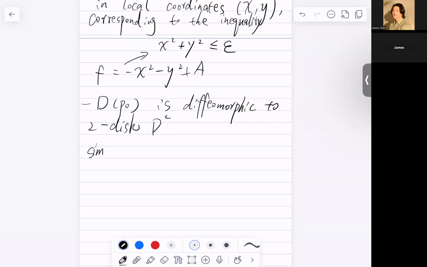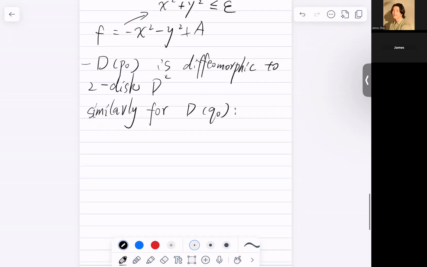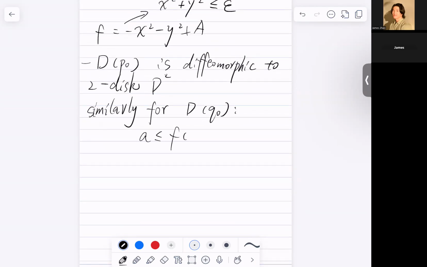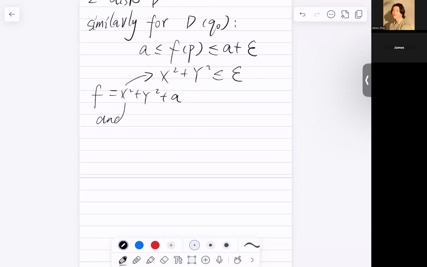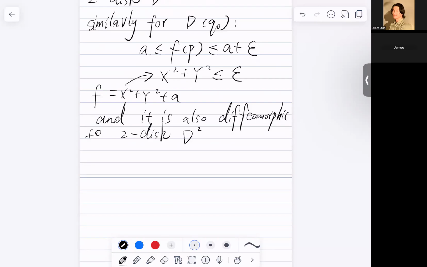Similarly, for DQ, we have a very similar inequality, which I'm going to skip the explanation for because you should just use the same logic. And then we have x squared plus y squared. Now we use big X and big Y. And this is derived because of this. And it is also diffeomorphic to the two disk, D2.